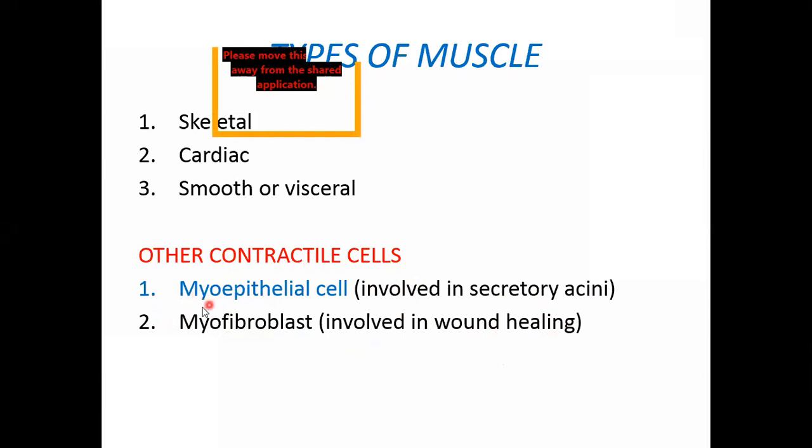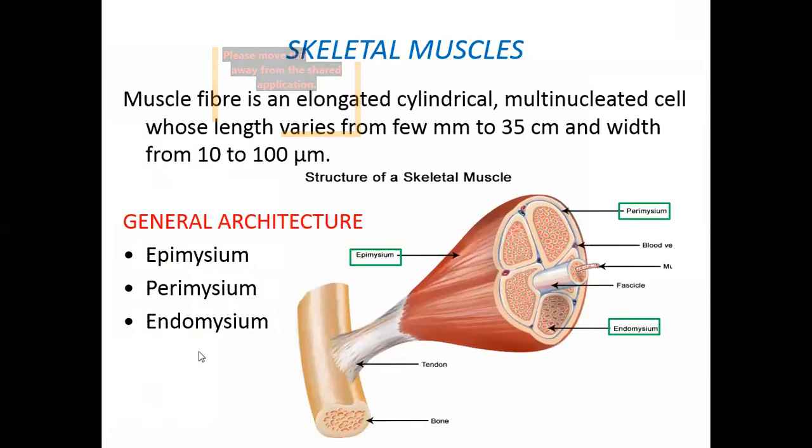So the word myo is there, so it has a contractile function. If it's along with the epithelium, it's called a myoepithelial cell, and if it's related to wound healing, it's called a myofibroblast. I hope all these terminologies are clear for all of you. I'm sure you've heard them. Next, we have further details.